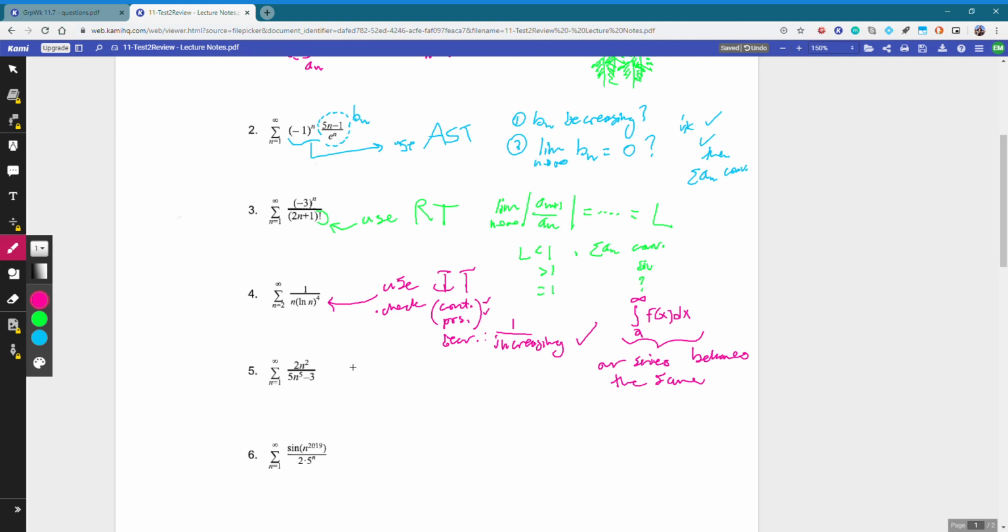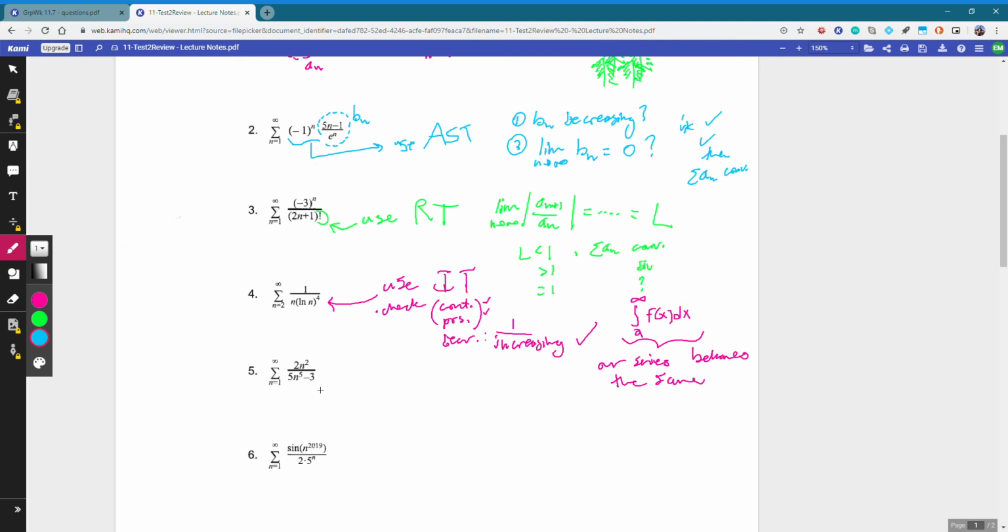All right, so number 5, looking at this one, if we wanted to start from the top of our questions, do our terms go to 0? Well, here our power of n in the bottom is bigger than the one up top, and so we'd be able to show with L'Hopital's rule or something like that, yeah, these terms are going to go to 0. The denominator is going to be more powerful.